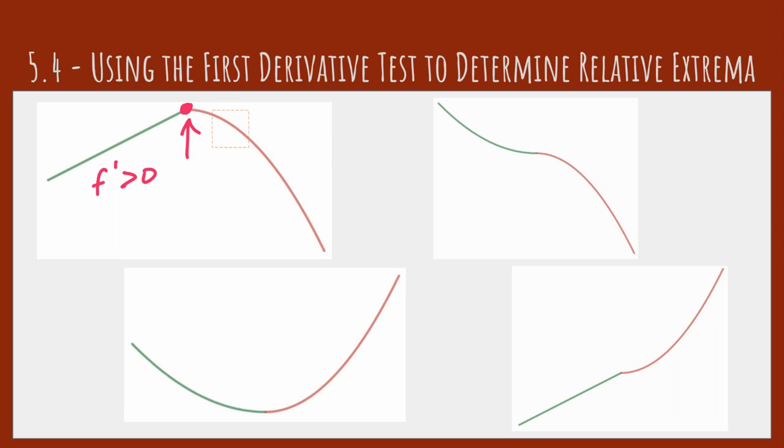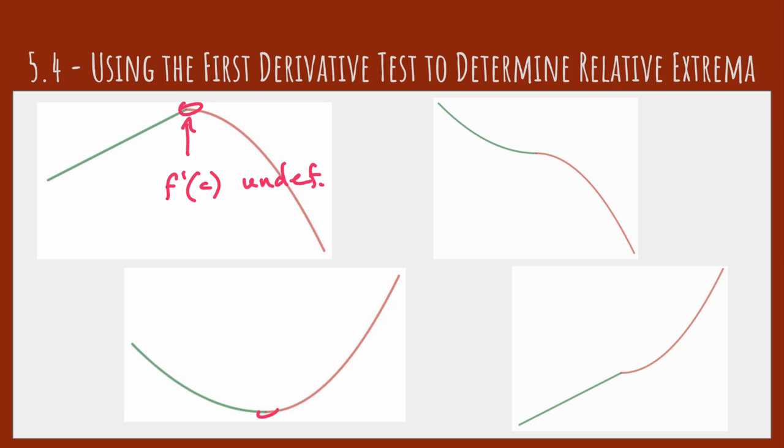I do want to point out that if we were to take the derivative at this point right here, I'm going to call that C, this is going to be undefined at that point because you can see that the derivative is going to be some positive value as we approach from the left, and it looks like it's going to be zero or maybe a negative number as we approach from the right. So the derivative there is undefined. So this is going to be a critical point on that graph.